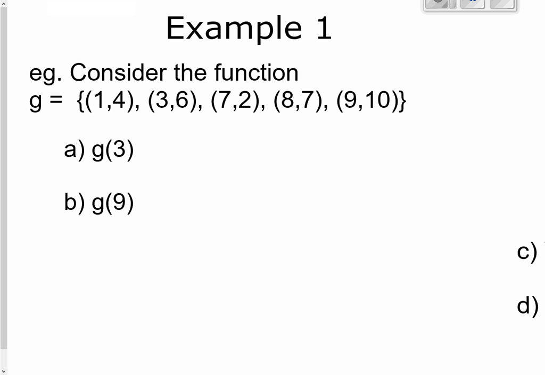So let's say we have the function. Here are these points. Remember, sometimes we have them in tables, but sometimes we just list out the points: (1, 4), (3, 6), (7, 2), (8, 7), (9, 10). And I'm going to ask you, what is g(3)? Whenever we have it written this way, it's g of x equals y type thing. This is your input, and this is your output.